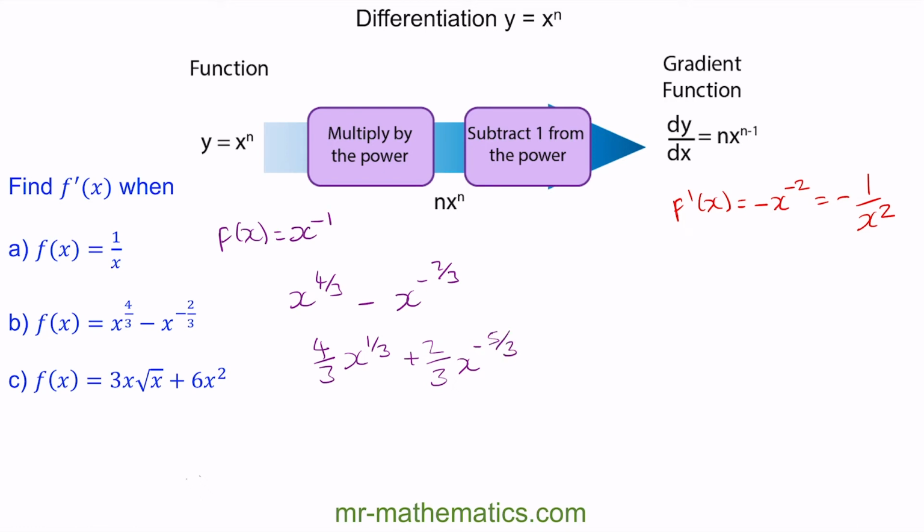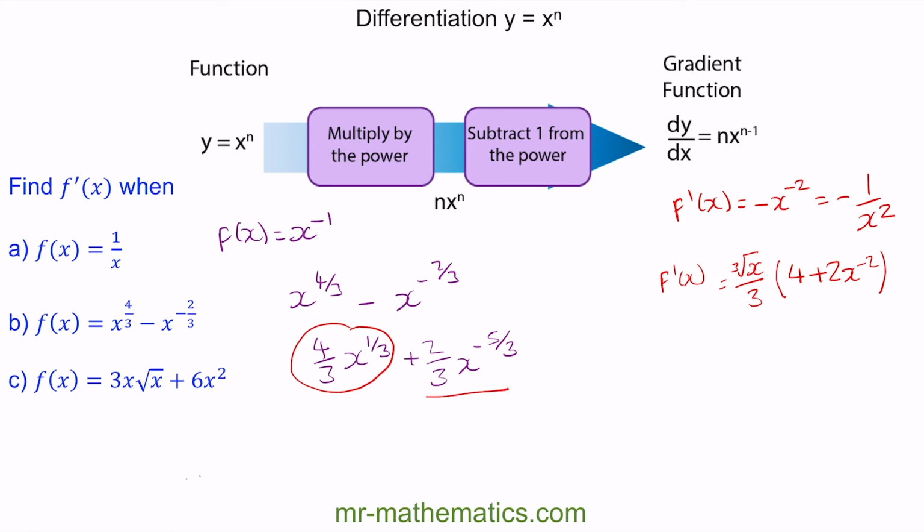5 over 3. Now we can tidy this up. We can factorize out the division of 3 and x to the third. So we have the cube root of x over 3 multiplied by the 4 for this term, and then plus 2 x to the power of minus 2 for this term.